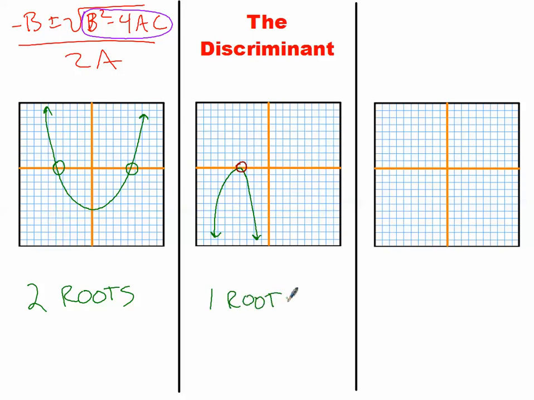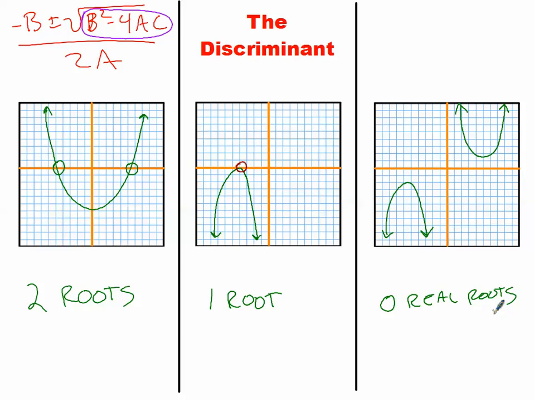Finally, I can also draw a parabola that has no x-intercepts. In other words, it has no solutions. And that would look like this. I could draw one like this as well. It doesn't touch the x-axis. Therefore, it has 0 real roots. Now, it has imaginary answers, which we'll get into a little bit later. But it doesn't have any real roots.